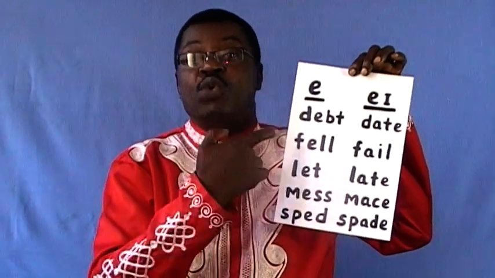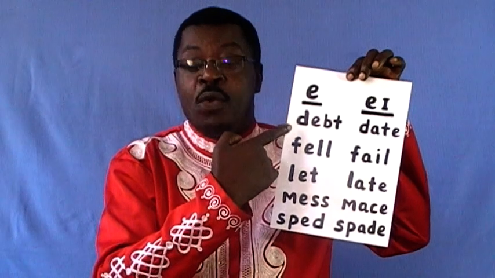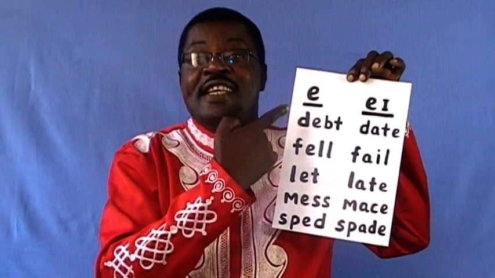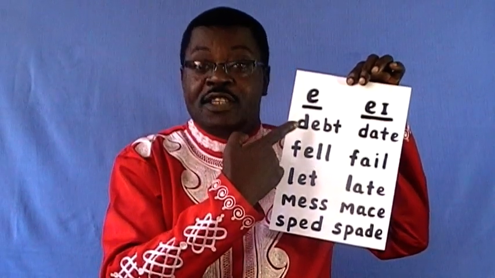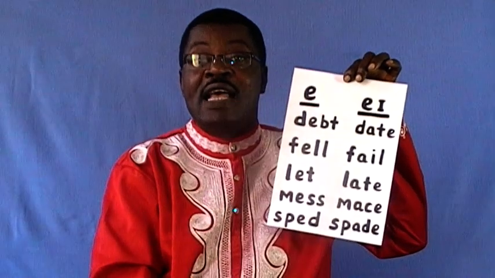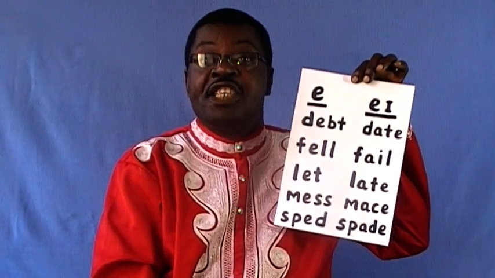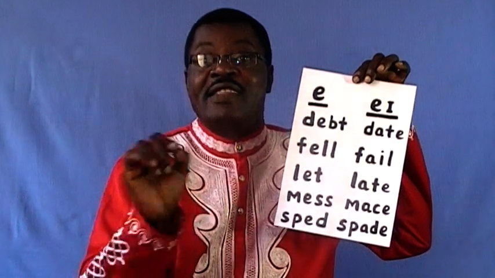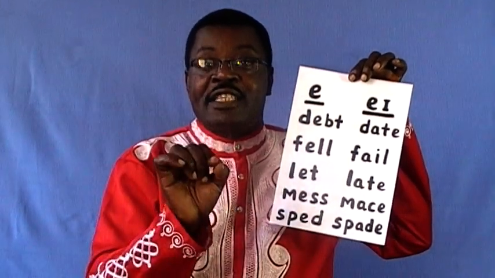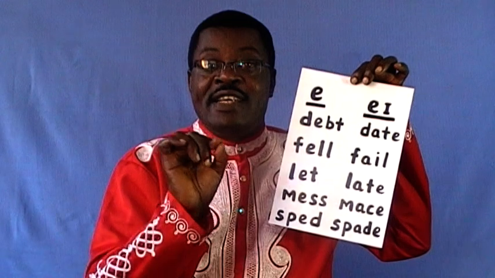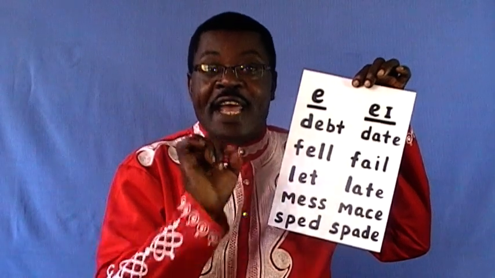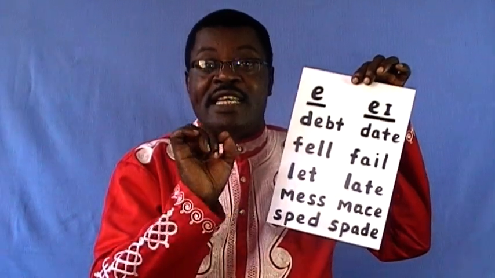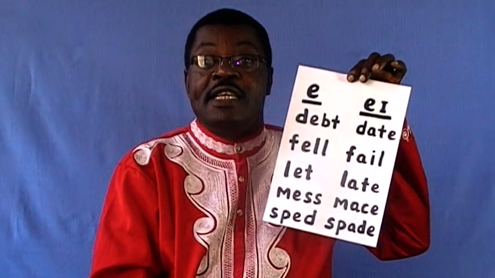So, the first word, or the first pair, we have debt. Debt. That is the first word, debt. But the other one is date. The date today is this and that. But debt, to have somebody's debt, to have a debt, D-E-B-T, debt, D-A-T-E, date.